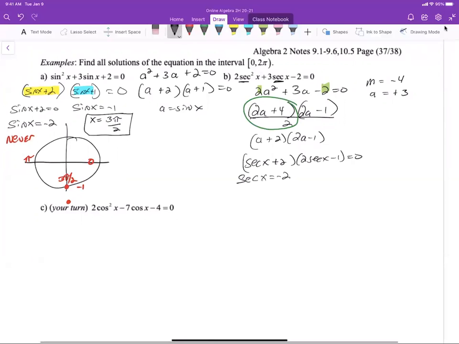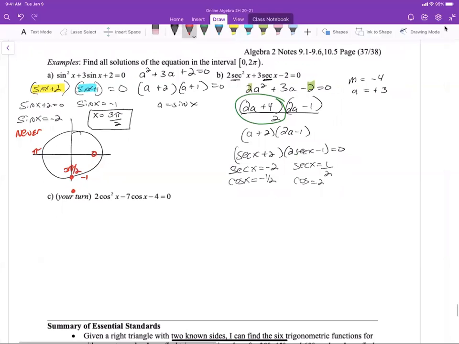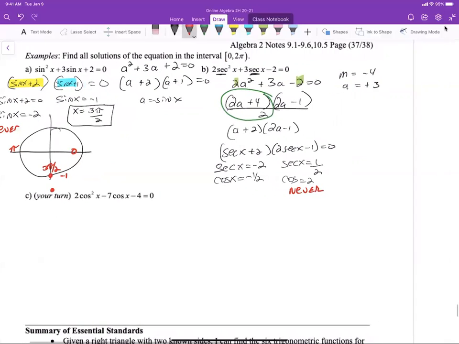Secant is related to cosine, so I have cosine of x is equal to -1/2. Over here, I will solve that for secant x equals, move the 1 over, and I will have 1/2, and then I need to make that a cosine, and I will have cosine equal to 2. First off, cosine is my x value on the unit circle. This can never be larger than 1. Then cosine of x is -1/2.